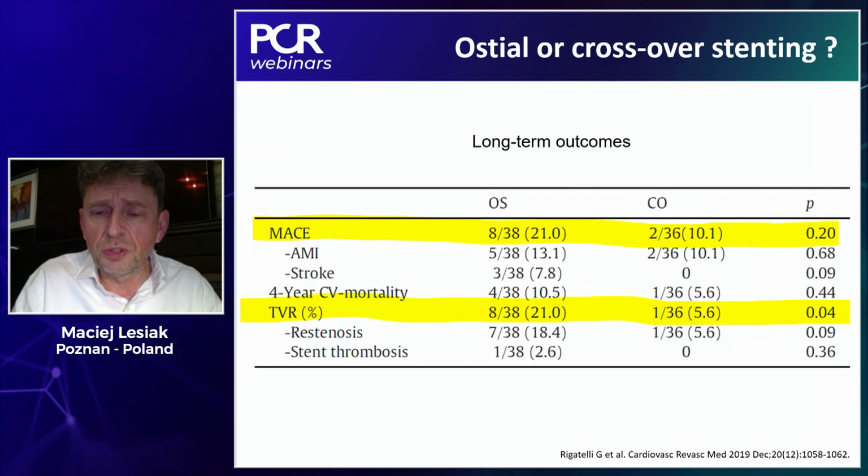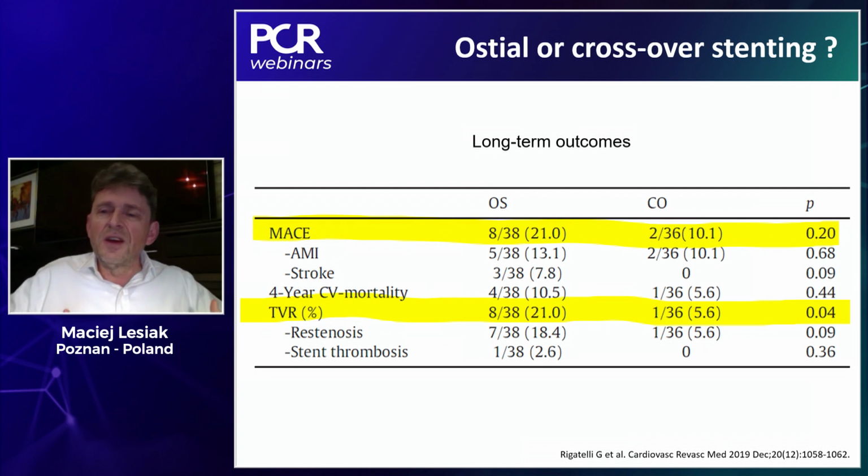They then observed the patients for 50 months, so around a 4-year follow-up. They found that in the ostial stenting group, MACE were doubled. You can also see that cardiovascular mortality was doubled after 4 years in the ostial LAD stenting group. And TVR occurred 4 times more often in the ostial stenting group as compared to the crossover group. In the crossover group, there was only 1 case of restenosis and 0 stent thrombosis.